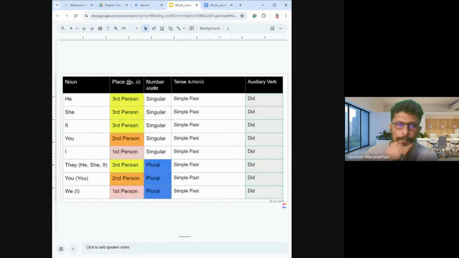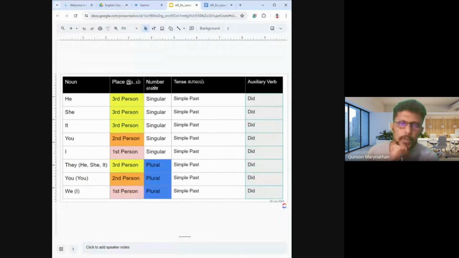And then we practiced a little bit more about the conversation at the restaurant between a customer and a waiter. And then we started looking at the simple past tense. We looked at the structure of the simple past tense for all the nouns in all the places, like he, she, it, you, I, they, we, third person, second person, first person. For all the numbers, singular and plural, in simple past, there's only one auxiliary verb, did. Okay, one auxiliary verb, did. So we learned about that.